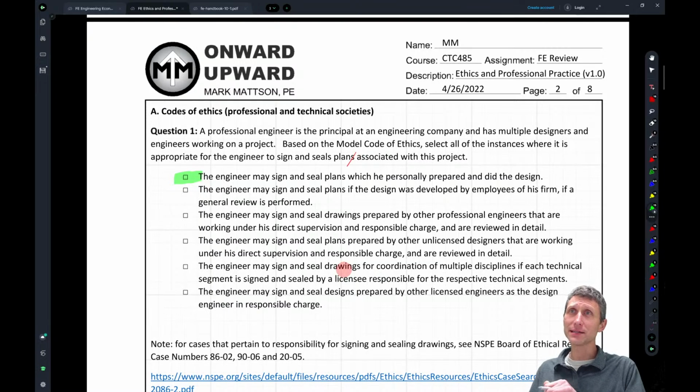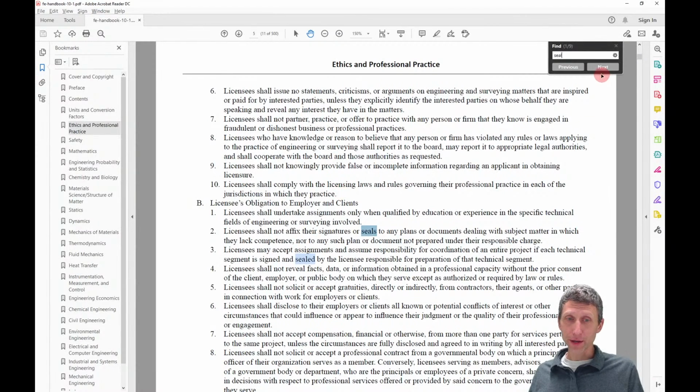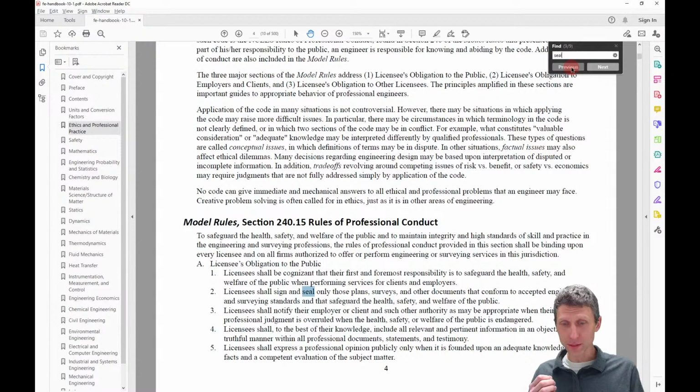The engineer may sign and seal plans if the design was developed by employees of his firm, if a general review is performed. And this is where it gets tricky, because basically in order to sign and seal the drawings, you need to be responsible for those drawings. Okay, so I'm just going to keep searching here. Actually, let me just come back once here. Only those plans and documents that conform to the accepted engineering and surveying standards. This is the licensee's obligation to ensure that. But a general review generally isn't enough to get there.